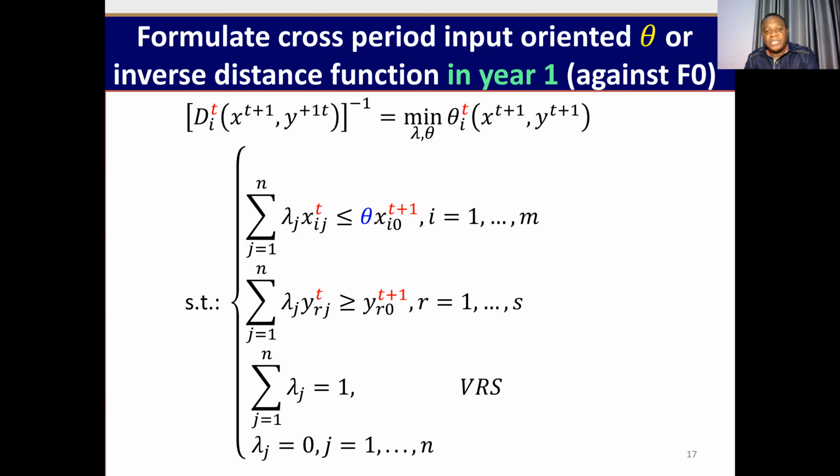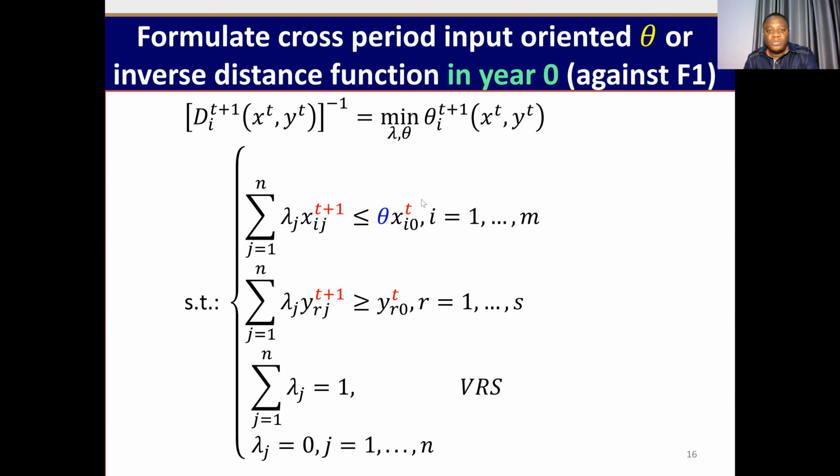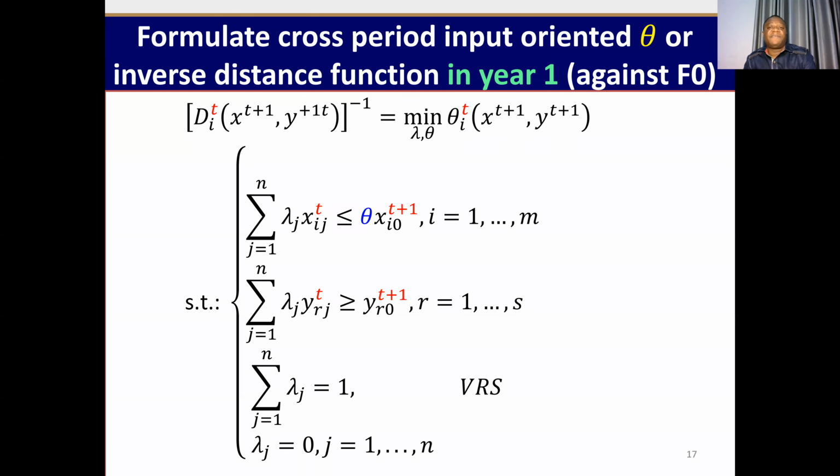And then look at the opposite. I'm just going to look at both of them. The opposite is that this time the t plus 1 is going to move to the right-hand side, and then the superscript t will move to the left-hand side, for a firm in year 1 relative to frontier 0, instead of a firm in year 0 relative to frontier 1. So you can see the difference in that.